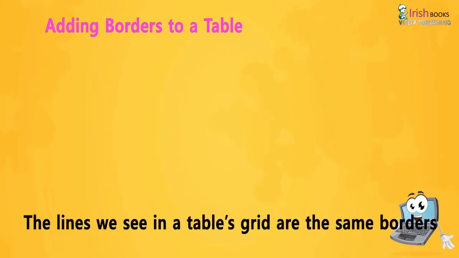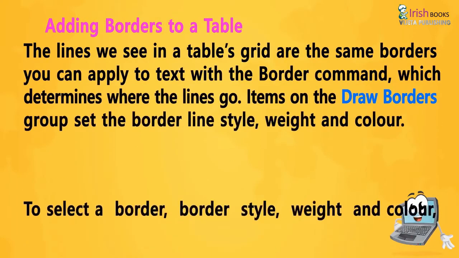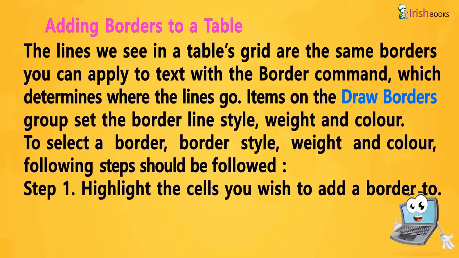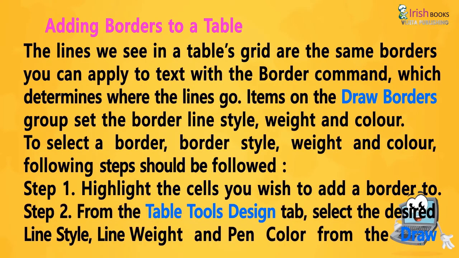Adding borders to a table. The lines we see in a table grid are the same borders you can apply to text with the border command, which determines where the lines go. Items on the Draw Borders group set the border line style, weight and color.